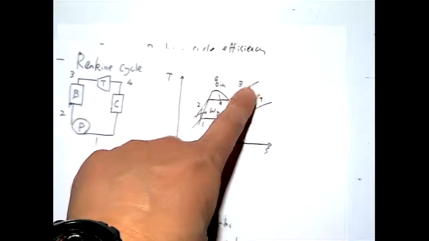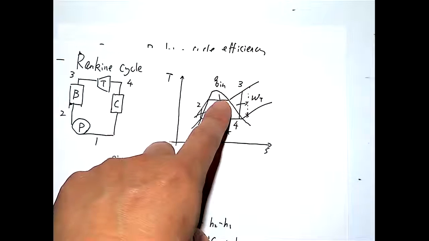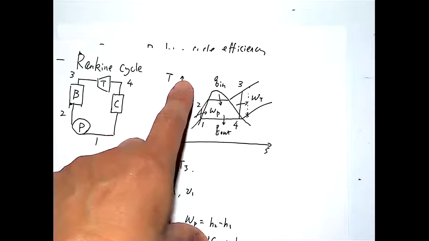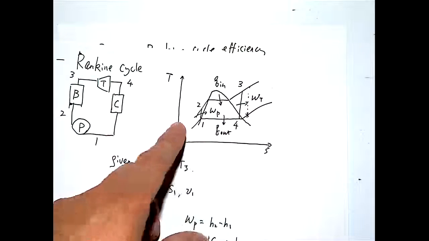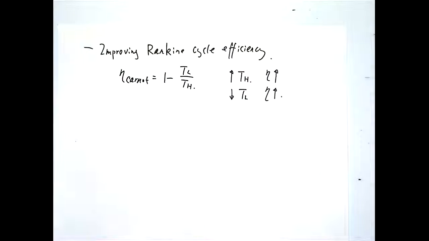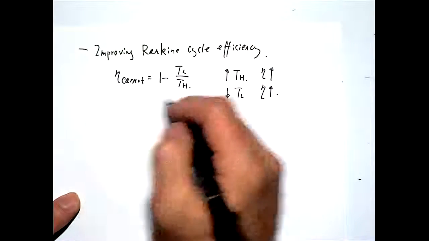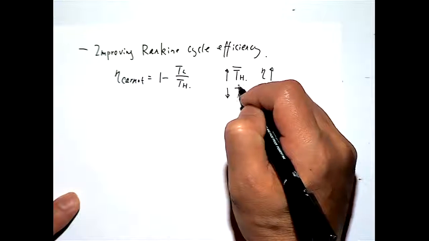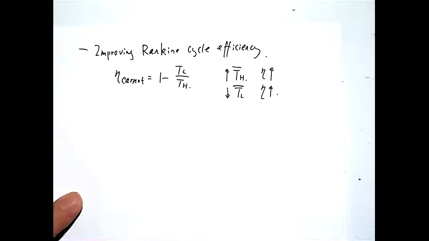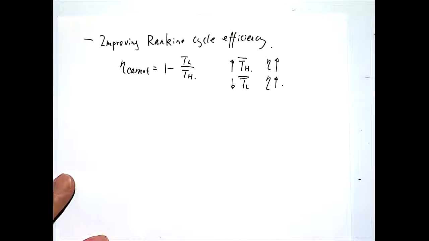It's saying that if you can increase the average temperature during the heat addition, you get high efficiency. Or if you can reduce the average temperature during the heat rejection, you get high efficiency. So that's the idea applied to the Rankine cycle: increase the average temperature of the heat addition, and reduce the average temperature of the heat rejection. All right. So those are the two principles that we can utilize. We will first discuss some theoretical considerations, then discuss what is being practically used. All right.